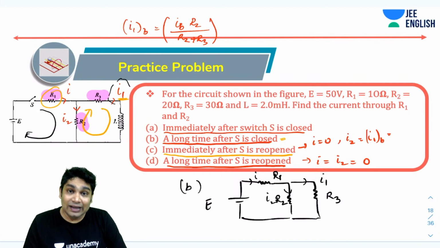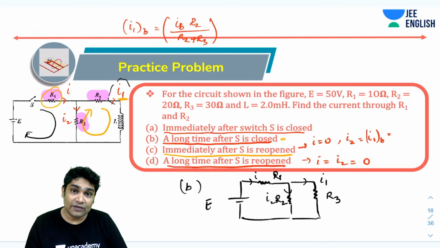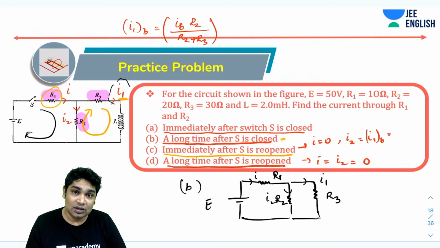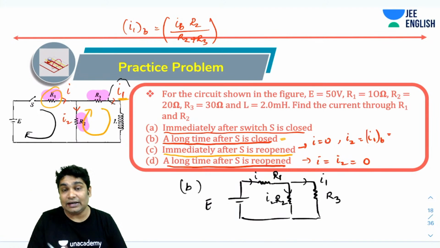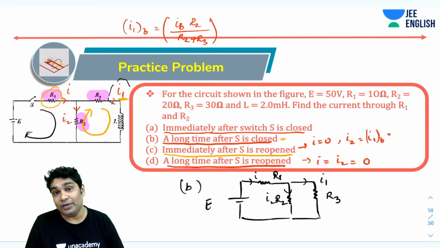Remember, the current through the branch connected with the inductor can never change instantly, and use this fact. Also use the fact that at t equals 0, just before or just after something, the current through the inductor branch does not change. So either it will behave as an infinite resistance, or at steady state it will behave as a zero resistance. Similarly, just after opening the switch, you have to realize what was the current before the switch was opened. When the switch was closed, what was the current? So the current through the inductor would have remained the same.